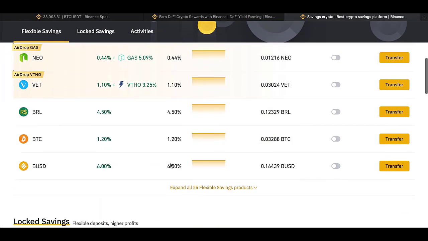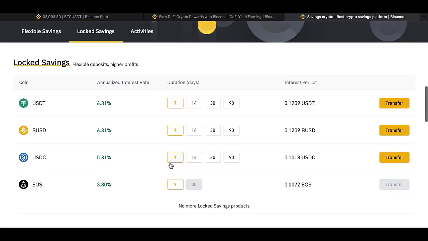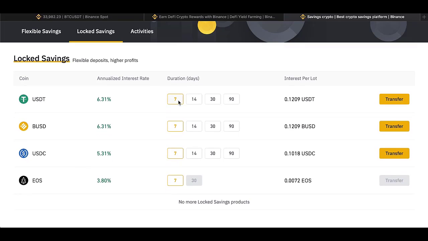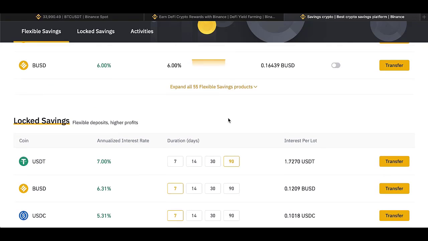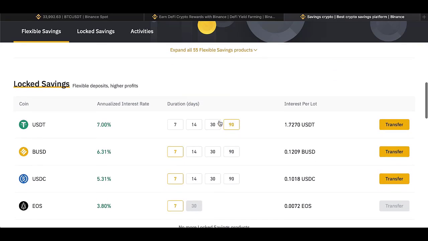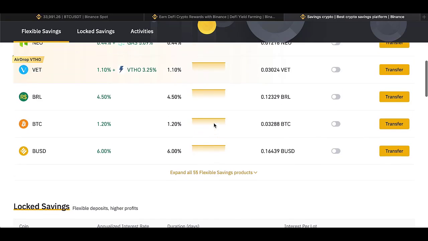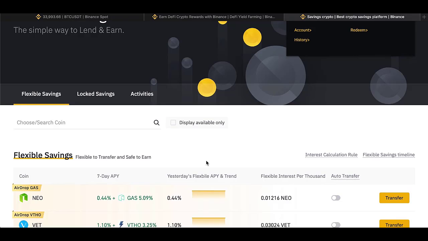You can choose all the terms here. So if you come down to locked savings, for example, and we have some different periods here. So if you want to put money on account for 90 days, then the interest per lot, as you can see right here. So I'm not going to go over it in too much more detail than that, just to say that staking and earning interest from cryptocurrencies is available right here.